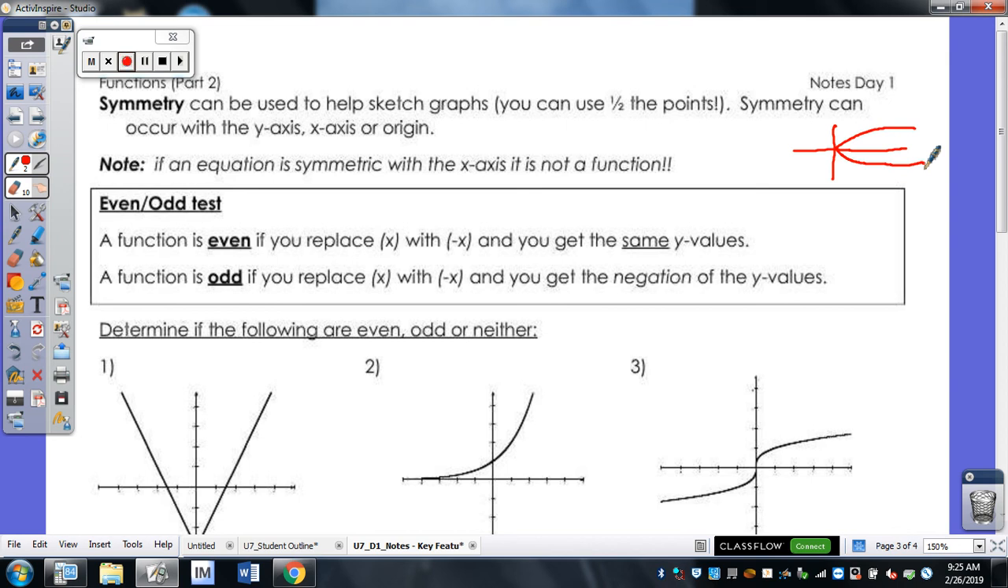So even odd test, again, even functions, you can replace x with negative x, and you get the same exact y values. It wouldn't change anything. That's how you know it's going to be an even function. Odd, if you replace x with negative x, then you get the negation of the y value, so you get the opposite. So if you had a positive 3 and you end up getting a negative 3, that's the negation of it.